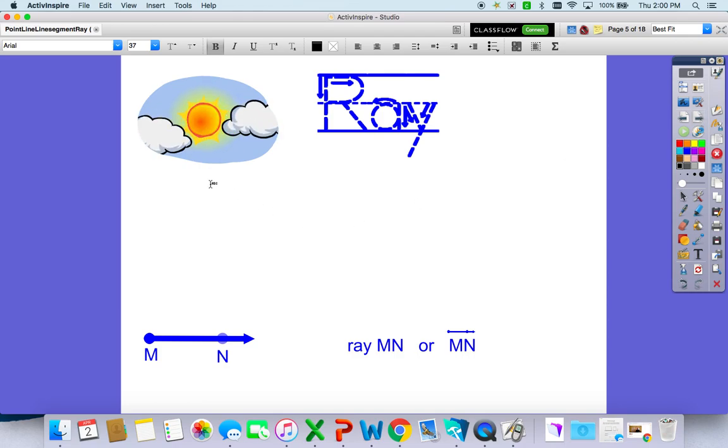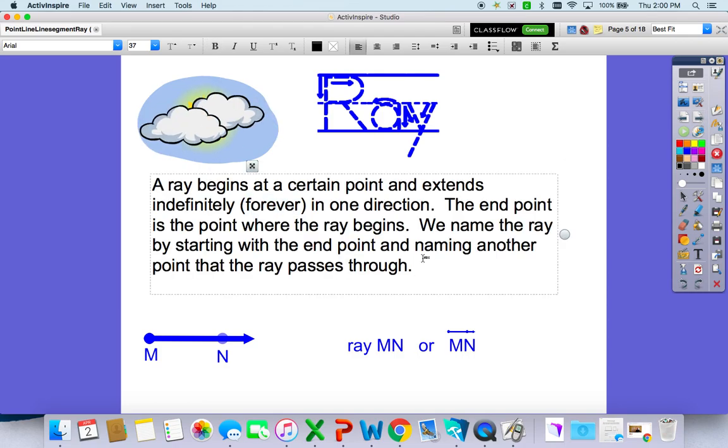A ray, like the sunshine. A ray begins at a certain point and it extends indefinitely or forever in one direction. And we name it at the point where it begins. For example, here is an example of a ray. It has an endpoint right here, which is the point M. The other side of it goes on forever and ever, almost like a line. And there's a point on it right here. So I would call this ray MN, or I can use the letters MN and draw the ray sign above it.